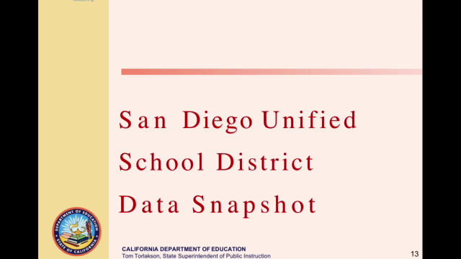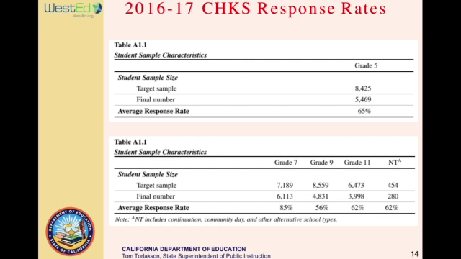So if we look at some of the data here at San Diego Unified, we can get a sense of where your school may fall in relation to some of the district averages. The data we show here was based on the 2016-2017 California Healthy Kids Survey responses. This sample that we're looking at is based on 5th grade responses.